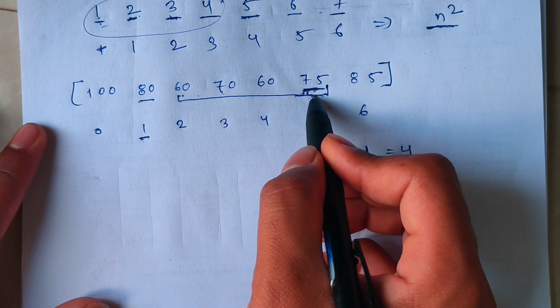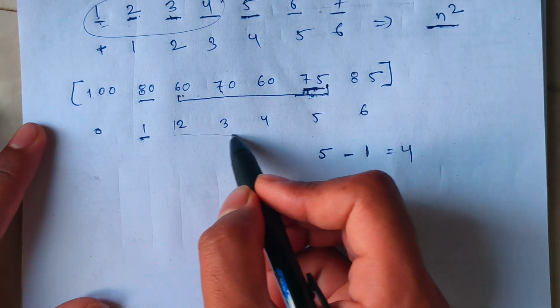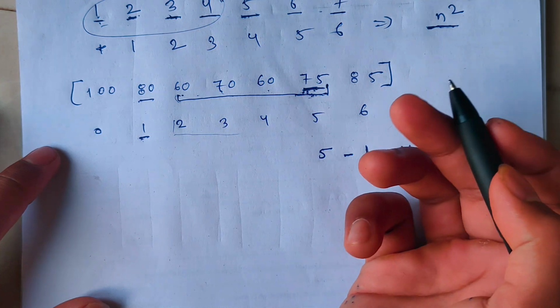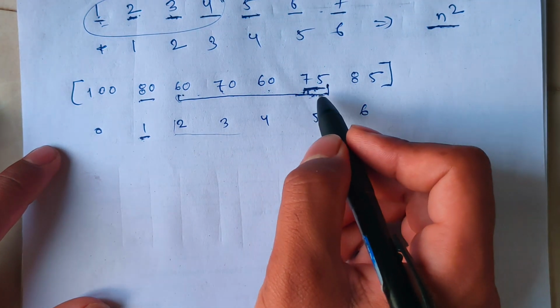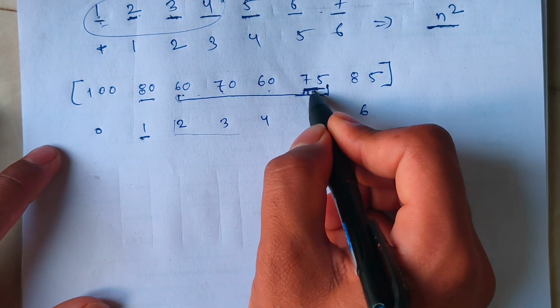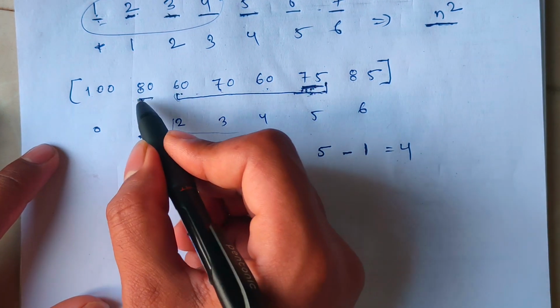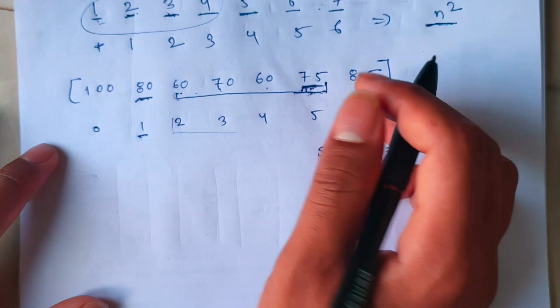He did not need to store these elements, means 60, 70, 60. He doesn't need this information. He just needs the information that 80, which is greater than 75, is standing at which position, right?